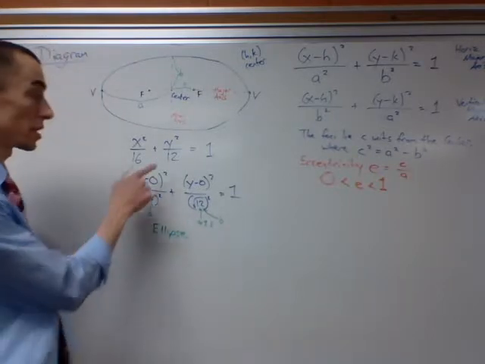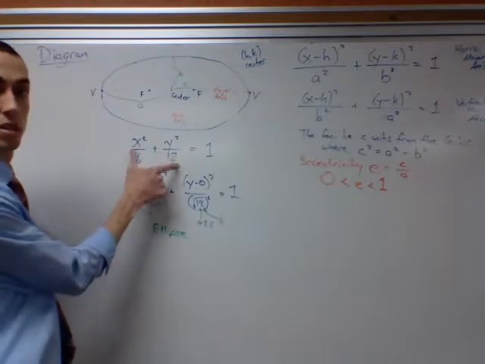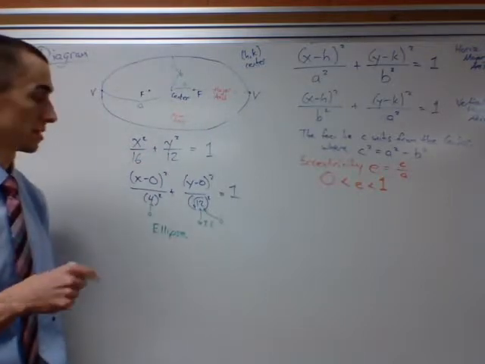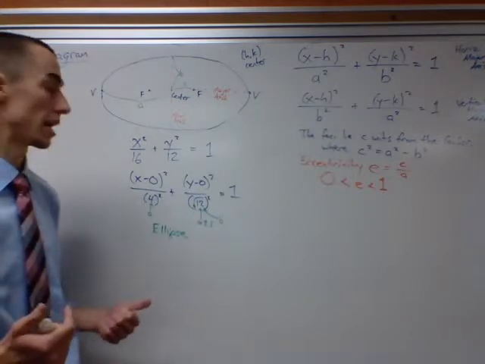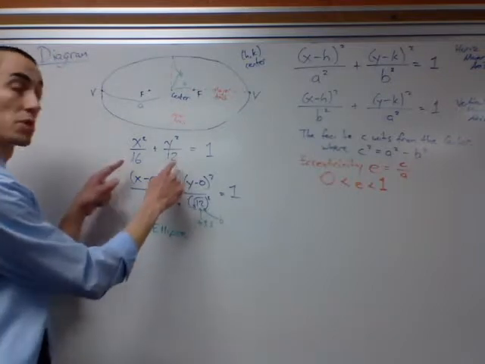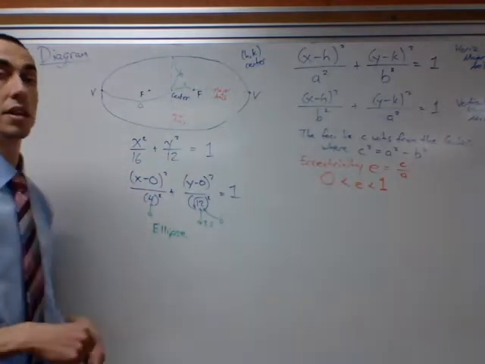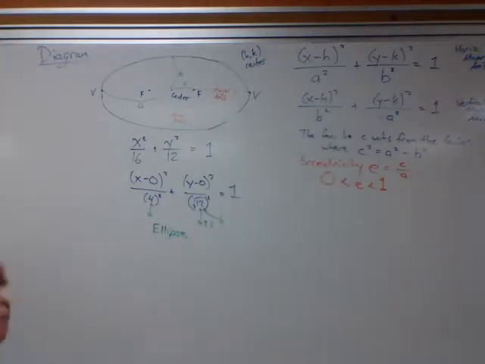What we could have done right at the beginning of the problem is notice that these two denominators are different numbers. Therefore, our A and B will be different. As a result of that, it's going to be an ellipse. So if we had two numbers here that were the same, then that would be a circle. But this one's an ellipse.